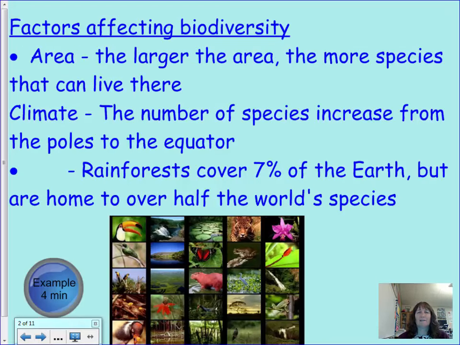Now, there are some factors that affect biodiversity, like how much biodiversity there can be in an area. One of those is area, so the bigger the area, the more species that can live there. Another is climate, so the number of species increases from the poles to the equator. So when you start at the North and South Pole, there's not a whole lot of different species that live there, but by the time you get to the equator, that's the biggest diversity of animals that we see. For instance, rainforests cover only 7% of the earth, but they're home to over half the world's species. So even in that small area, there's a lot of different species that live there together.